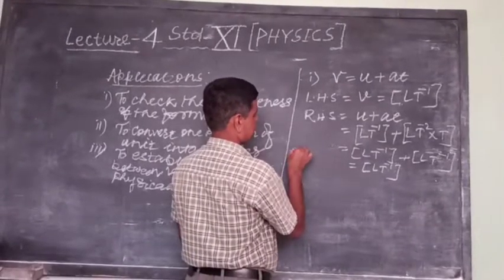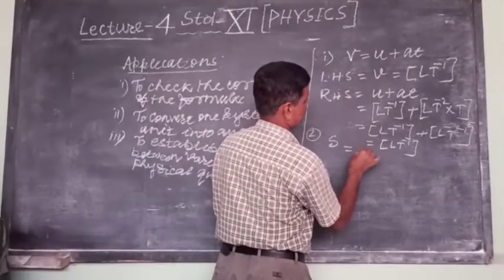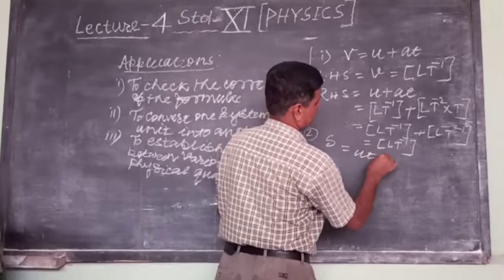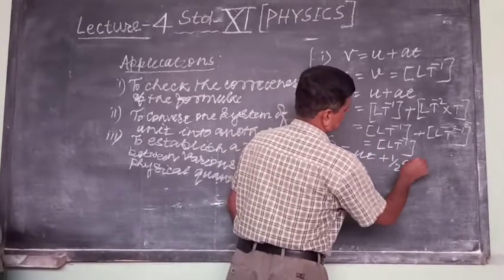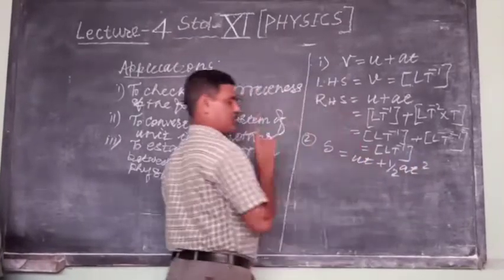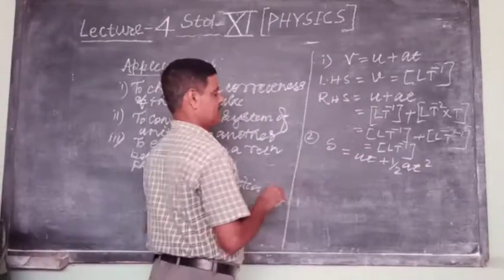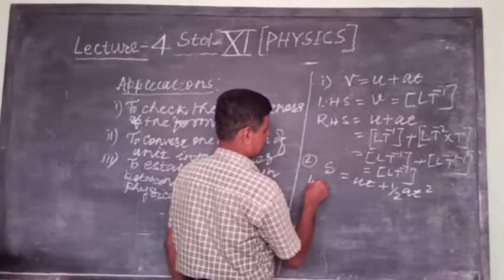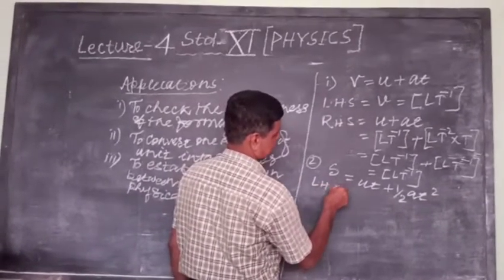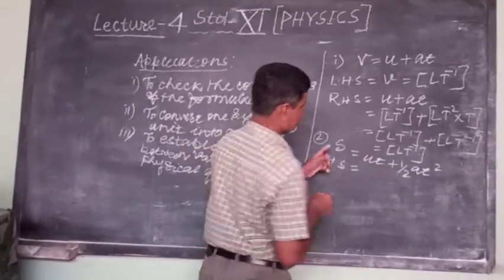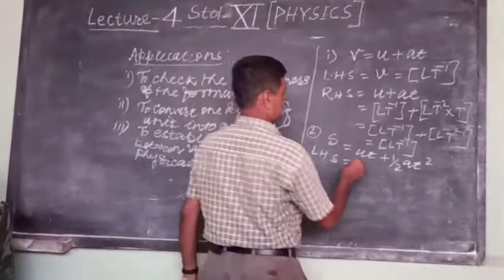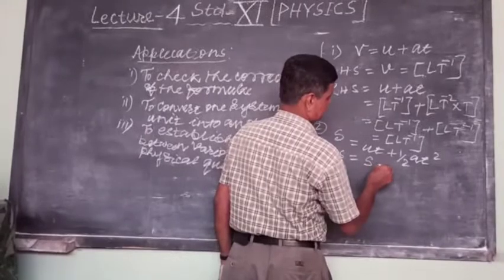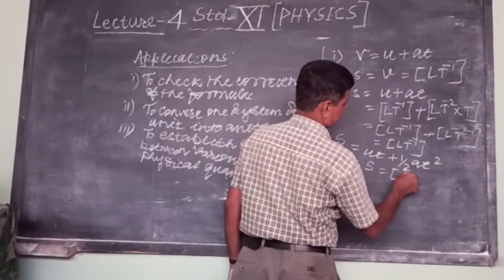Second, S is equal to ut plus half at square. This equation is already familiar to all of you from standard classes. LHS term, that is S. S indicates distance covered. S dimensionally is equal to L.